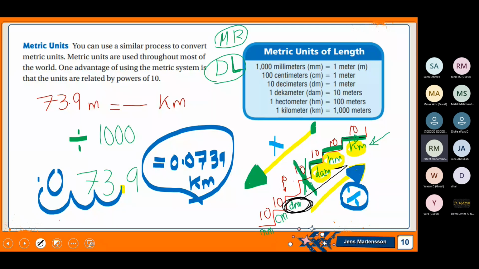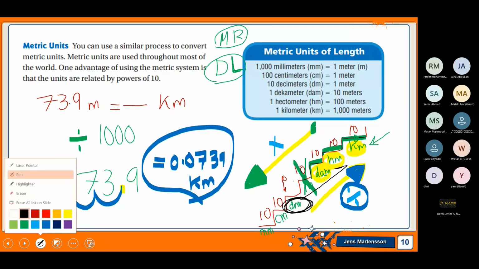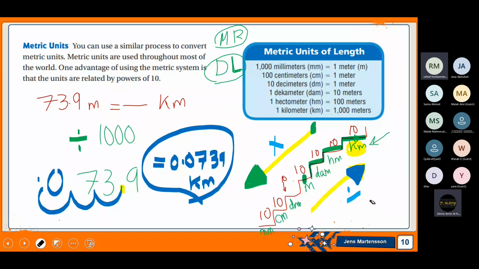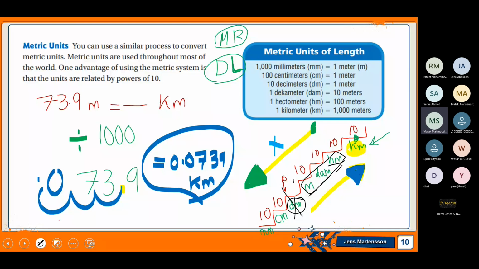I am in the decimeter. I want to go to the hectometer. How many steps? Who can tell me? From what to what? From the decimeter to the hectometer. I will jump: 1, 2, 3. So I will divide or multiply by 1,000? Divide.